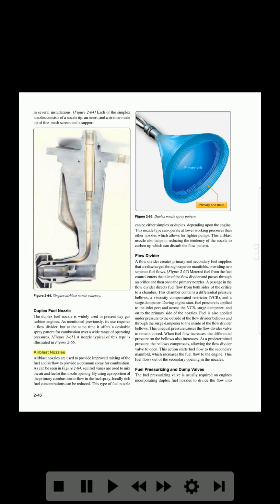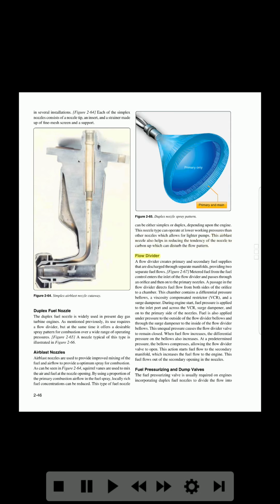Air blast nozzles. Air blast nozzles are used to provide improved mixing of the fuel and airflow to provide optimum spray for combustion, as can be seen in Figure 2-64. Squirrel vanes are used to mix the air and fuel at the nozzle opening. By using a proportion of the primary combustion airflow in the fuel spray, locally rich fuel concentrations can be reduced. Primary only. Primary and main. Figure 2-65. Duplex nozzle spray pattern. This type of fuel nozzle can be either simplex or duplex, depending upon the engine. This nozzle type can operate at lower working pressures than other nozzles, which allows for lighter pumps. This air blast nozzle also helps in reducing the tendency of the nozzle to carbon up, which can disturb the flow pattern.